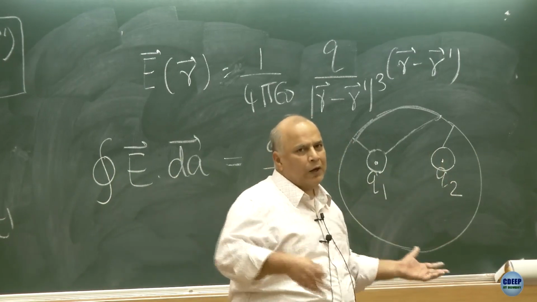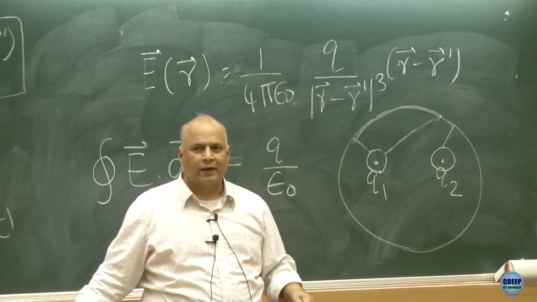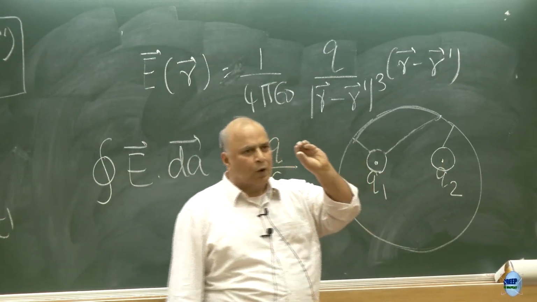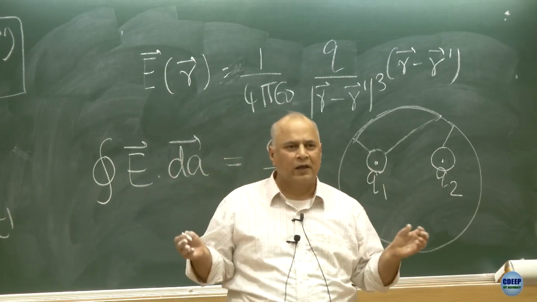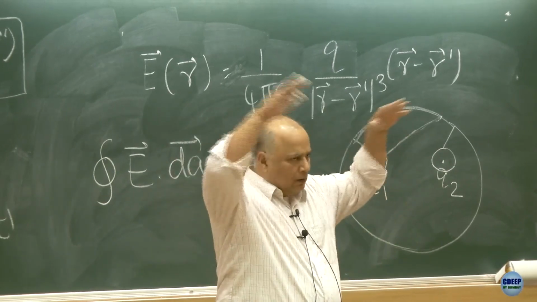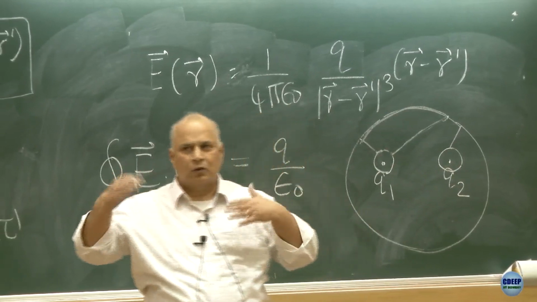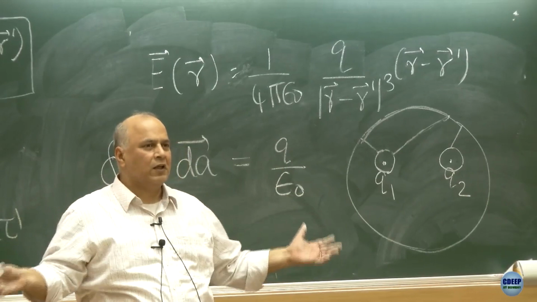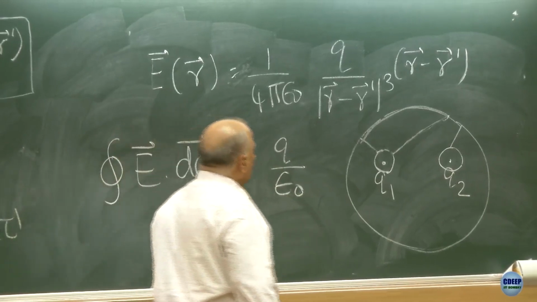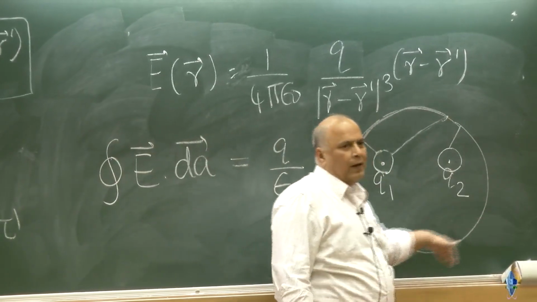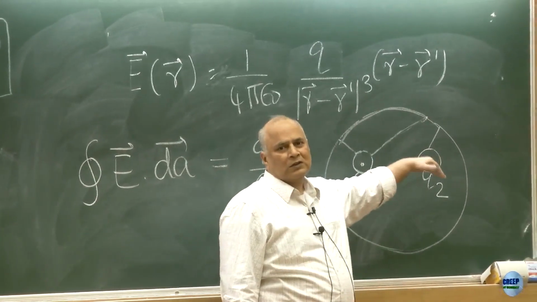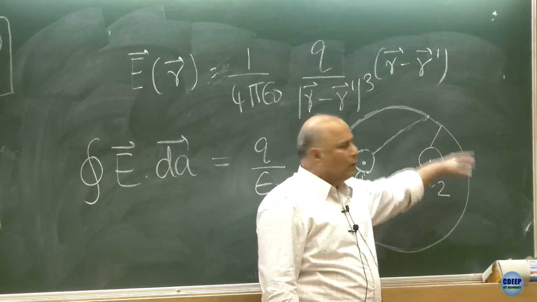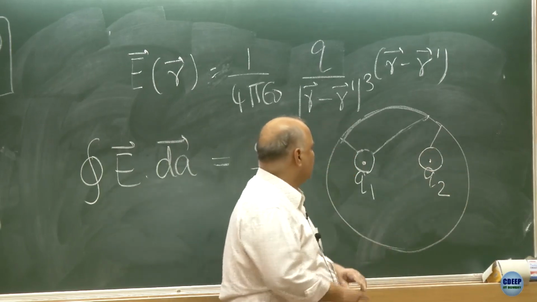So you can always make a construction like this, so that there will be a small spherical surface surrounding each charge, and then the rest of the surface you can break up into smaller surfaces through which there is no flux, so that the net flux encompassing the whole set of charges is equal to the total charge enclosed by this whole surface.